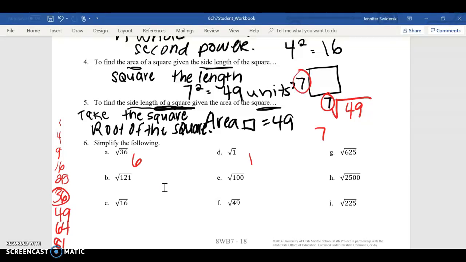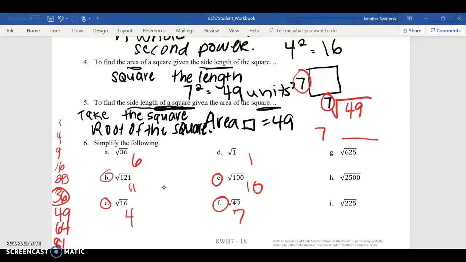What's the square root of 1? Well, 1. I'm going to scroll down here to E. What is the square root of 100? What two numbers multiply to give me 100? Well, 10. What's the square root of 49? Two numbers that multiply together to give me 49 are 7 and 7. The square root of 16, well, 4 times 4 is 16. The square root of 121, 11.